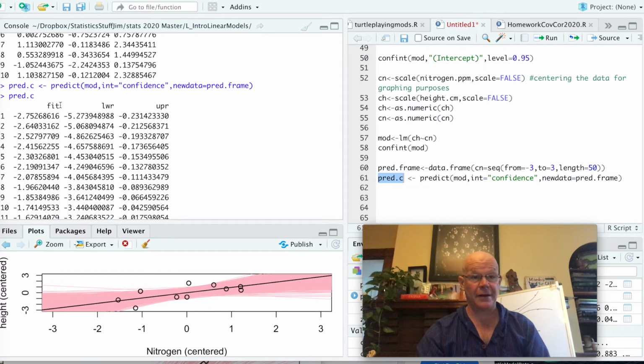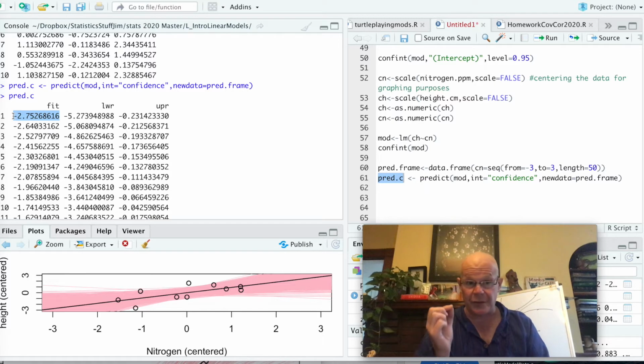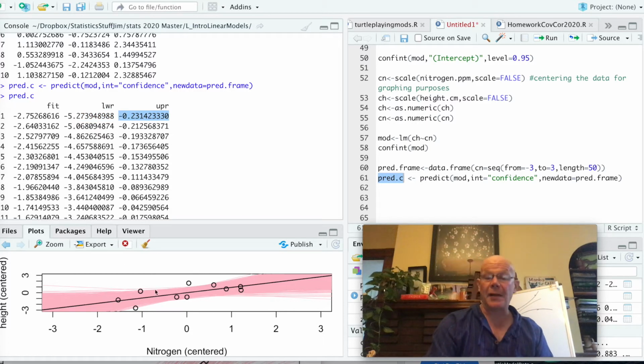Okay, so here's the fitted value, and that's just plugging it into the linear model where y equals b plus mx, essentially, right? Y equals the intercept plus the slope times the value. And I'm doing that across nitrogen ranging from -3 to 3. And then what the predict function is giving me is the fitted value. So those would be the values on the line. And then it's going to give me my lower value and my upper value. And then I'm going to plot that on this plot so I can see what it looks like.